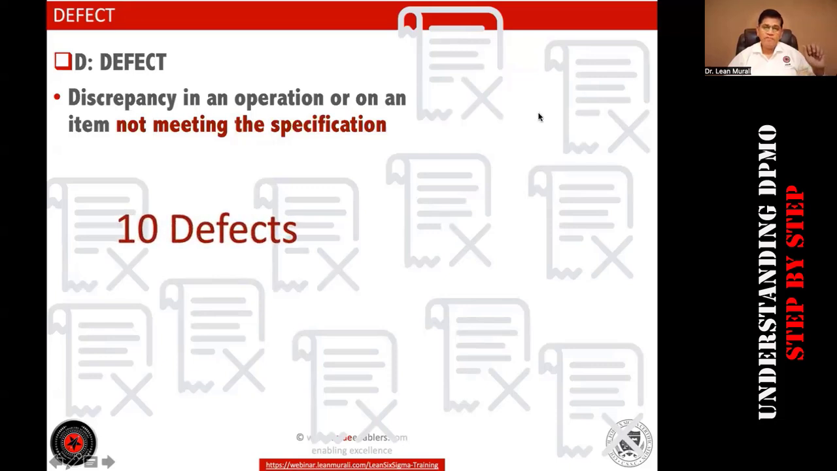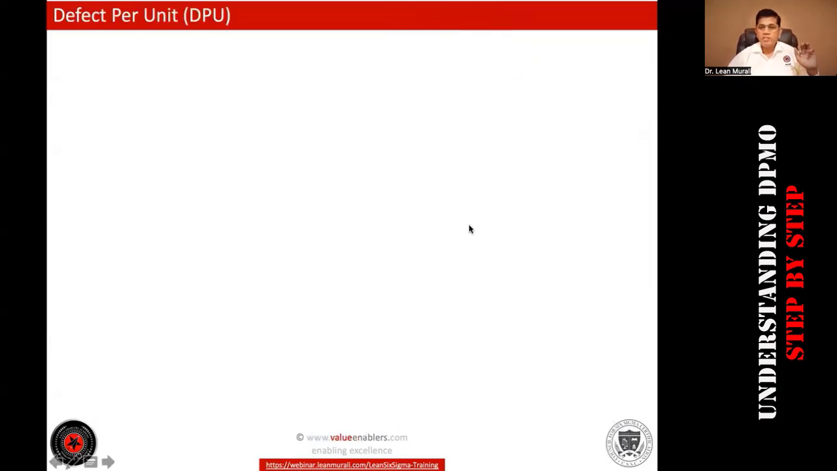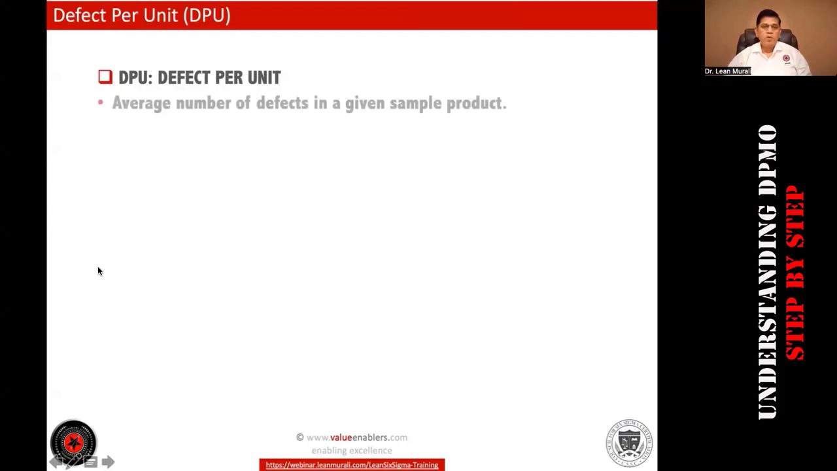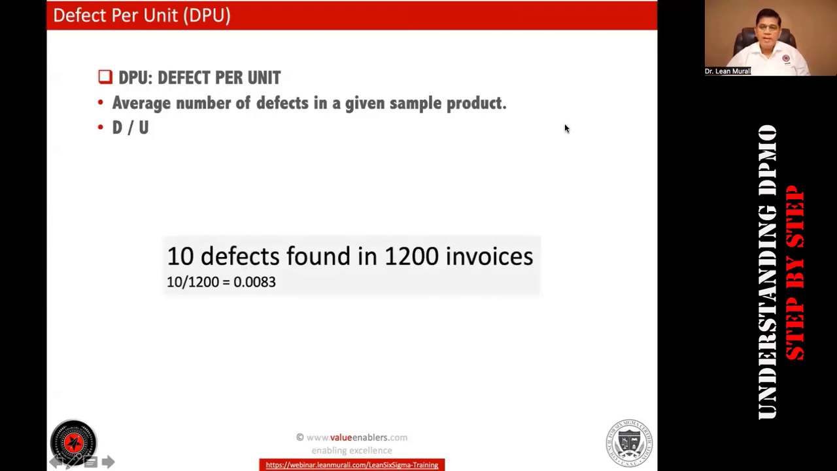So let's say that you have 10 defects and 8 opportunities for defects. Now, the question here is, what is the defect per unit? Can somebody say what is the defect per unit? How many units are there? Defects per unit is the total defects divided by the number of units. So 10 defects were found in, let's say, 1,200 invoices. I'm giving you an example. So 10 divided by 1,200.